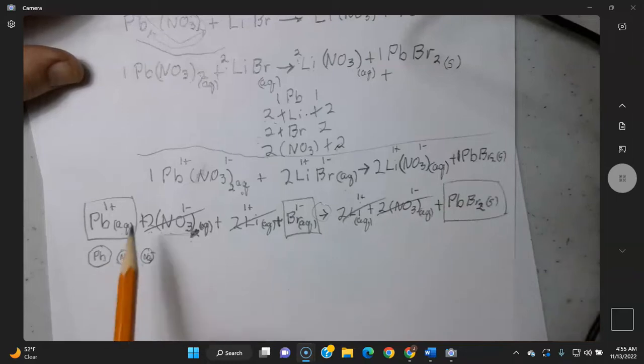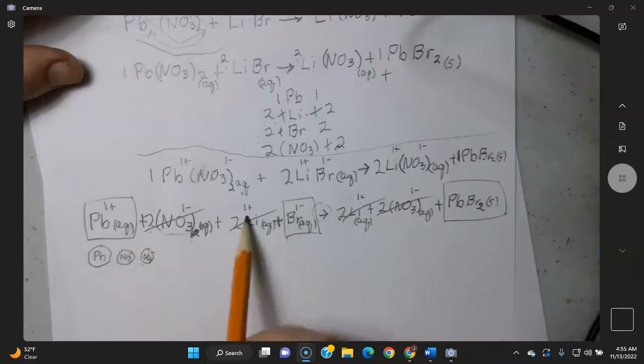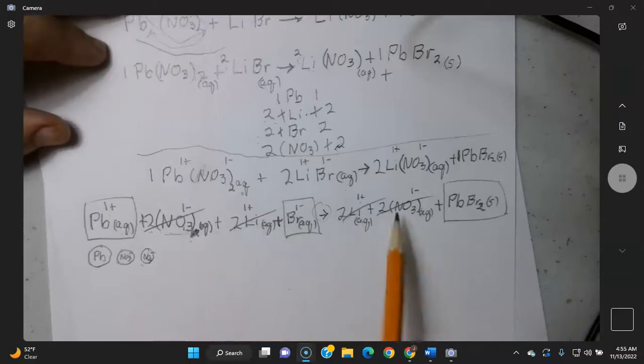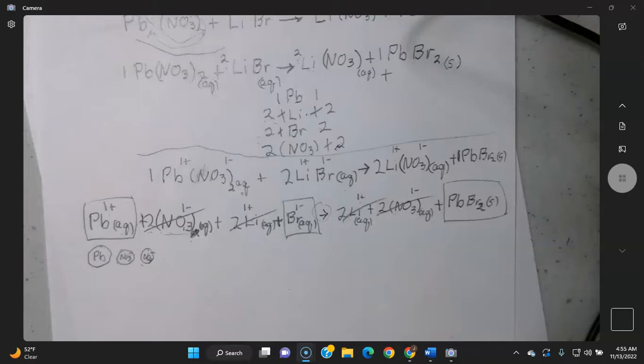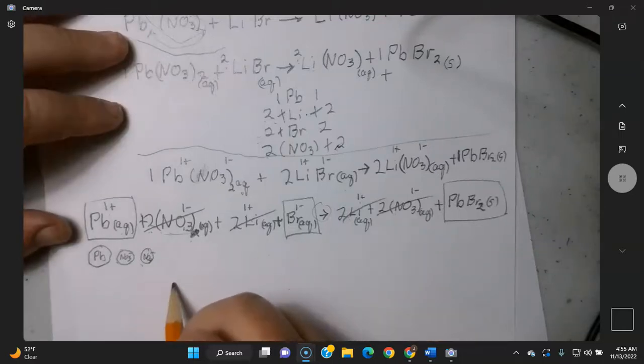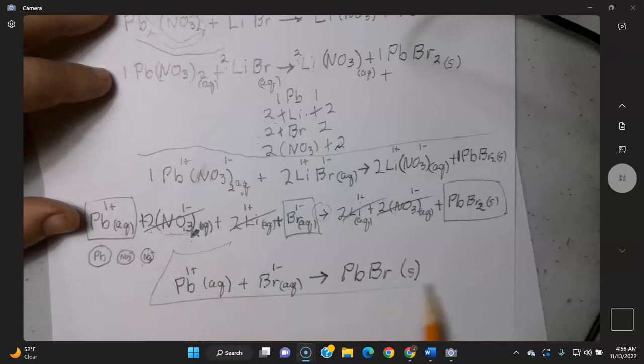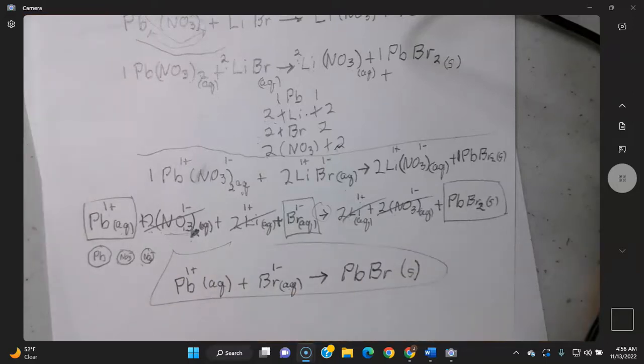Okay, so these are called spectator ions. The ones that canceled out because they appear the same in the reactants as they do in the products. That means they didn't take part in the reaction. Nothing changed about them. So this is the net ionic equation. So it's Pb. Okay, and there's your net ionic equation, and that takes care of this answers video.